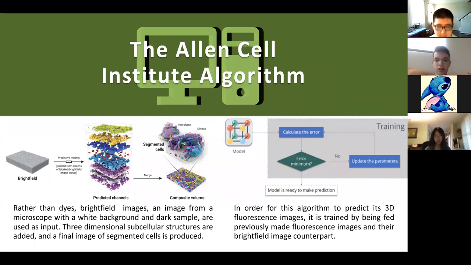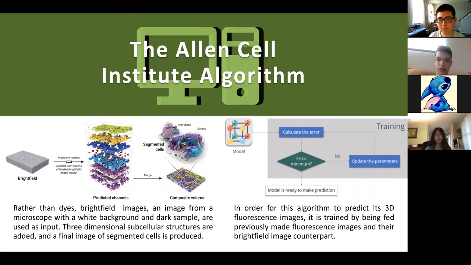The Allen Cell Institute's algorithm is a label-free method, meaning you don't have to use fluorescent dyes or any other marker in order to tag your samples. Instead, you input a bright field, or regular white light, image of a field of cells, and the algorithm uses a predictive model to add in 3D subcellular structures.